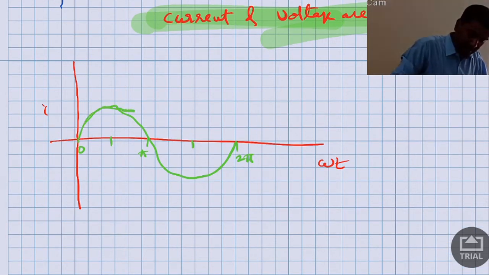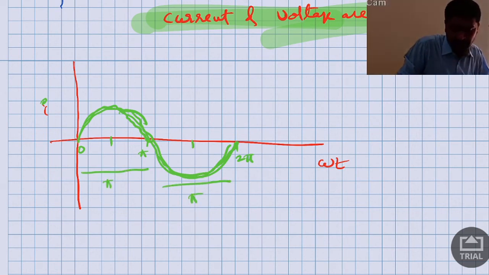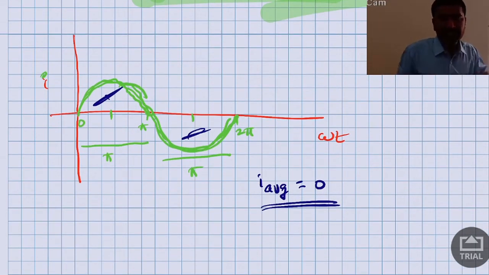The average current, if you look at one cycle, you will get 0. Because from 0 to pi, you are getting positive currents, and from pi to 2 pi, you are getting negative currents. From here to here the gap is pi, and from here to here the gap is once again pi. Here you are getting positive, and here you are getting negative. So once you take the average current in a cycle, you will get 0.